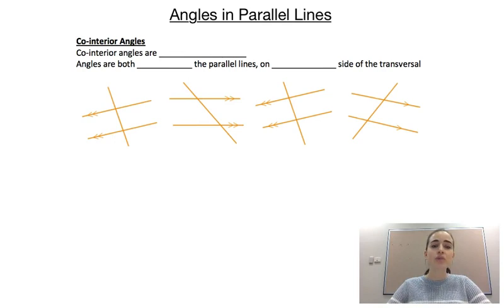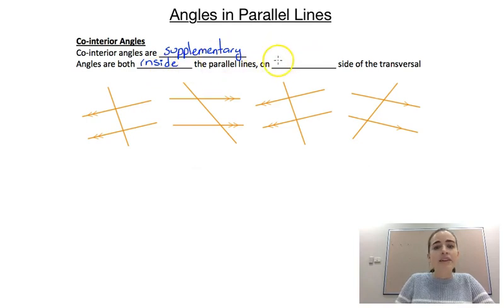Our last relationship is what we call cointerior angles. The word interior means inside, which will help us interpret this in a minute. Cointerior angles are a little bit different to corresponding and alternate angles because they're not equal to each other. They are supplementary, which means that they add up to 180 degrees. When we're looking for them, the angles are both inside the parallel lines, just like the alternate angles were, but this time they're on the same side of the transversal.